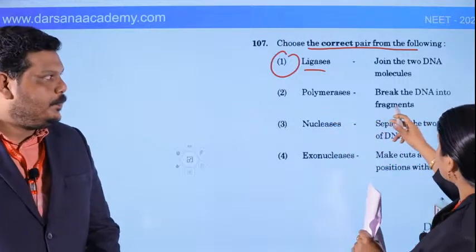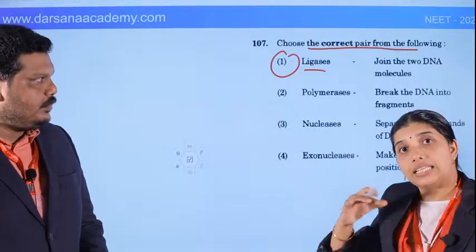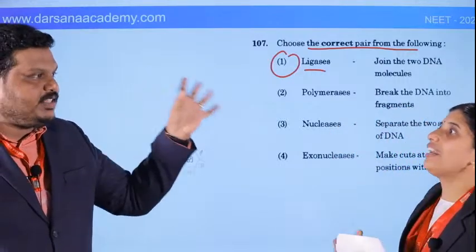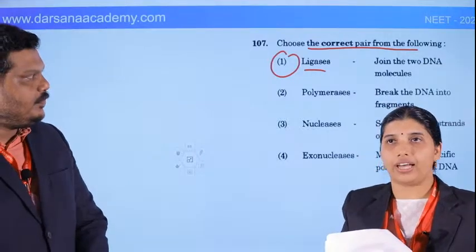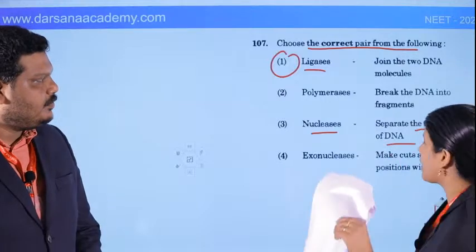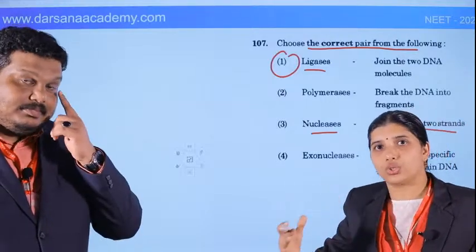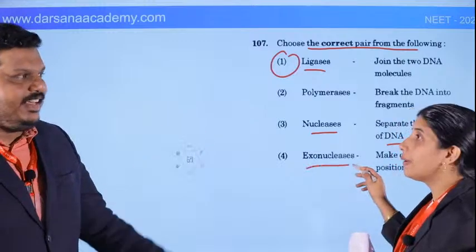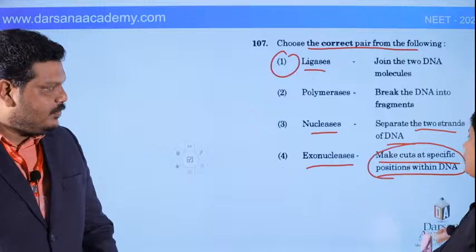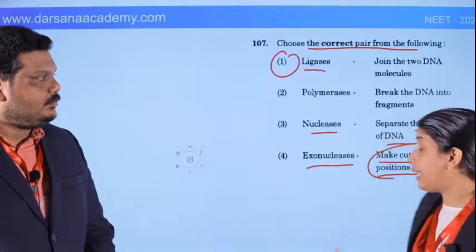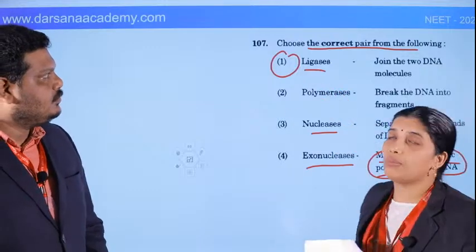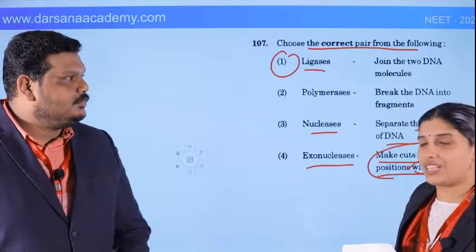And polymerases break the DNA into fragments? Never. That is never. Polymerases help in the synthesis of DNA. Polymerization means adding nucleotides. RNA polymerase helps in synthesis of RNA, and DNA polymerase adds nucleotides, not breaking. And nucleases separate the 2 strands of DNA? No, nucleases, that is exonuclease and endonuclease, cut the DNA. Separating is done by helicases. And exonuclease may cut at a specific position within the DNA? No, exonuclease cuts at the end; cutting at a specific position within the DNA is done by endonucleases. Therefore, 1 is the correct answer for question number 107.